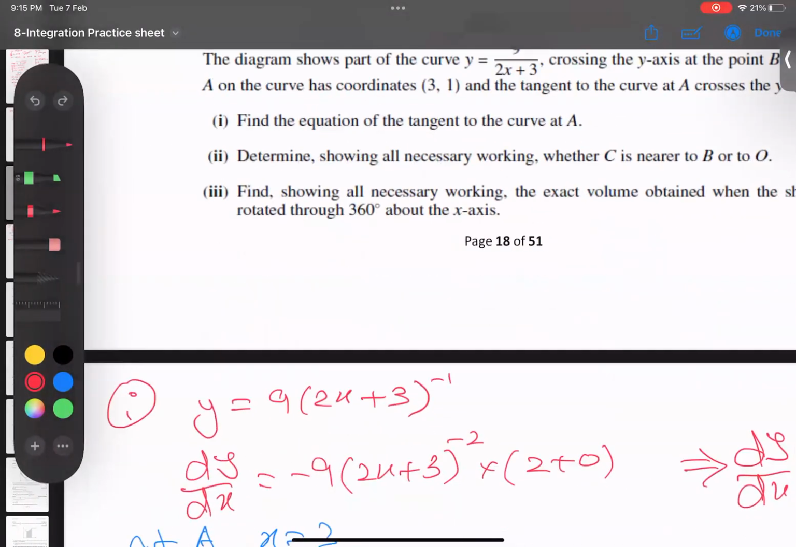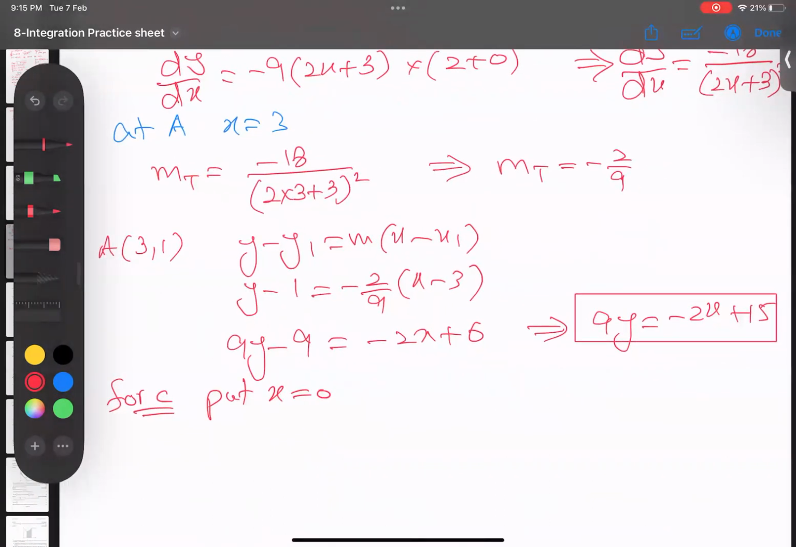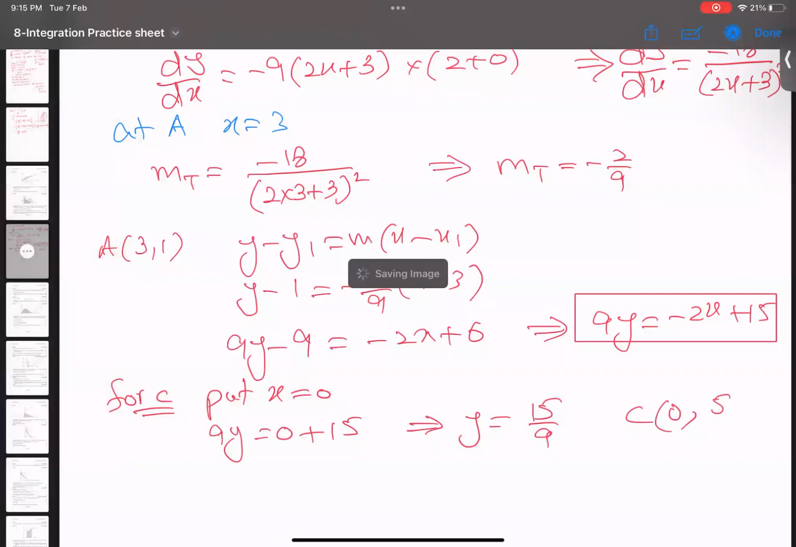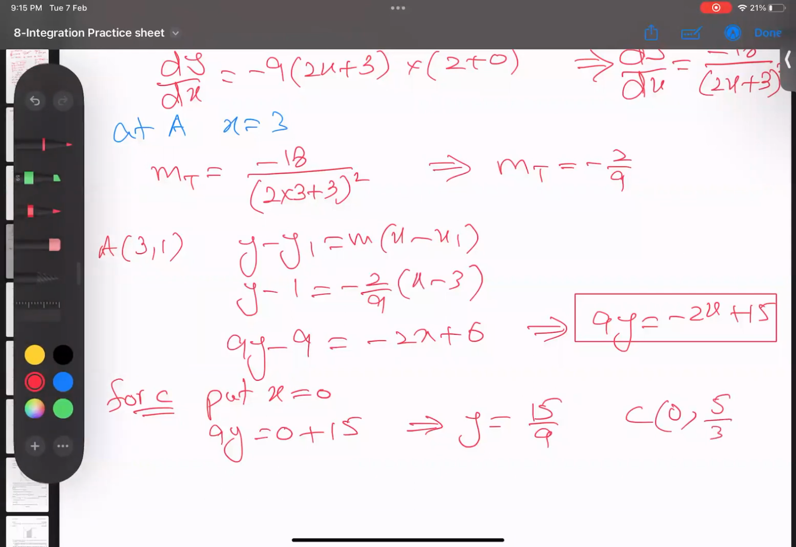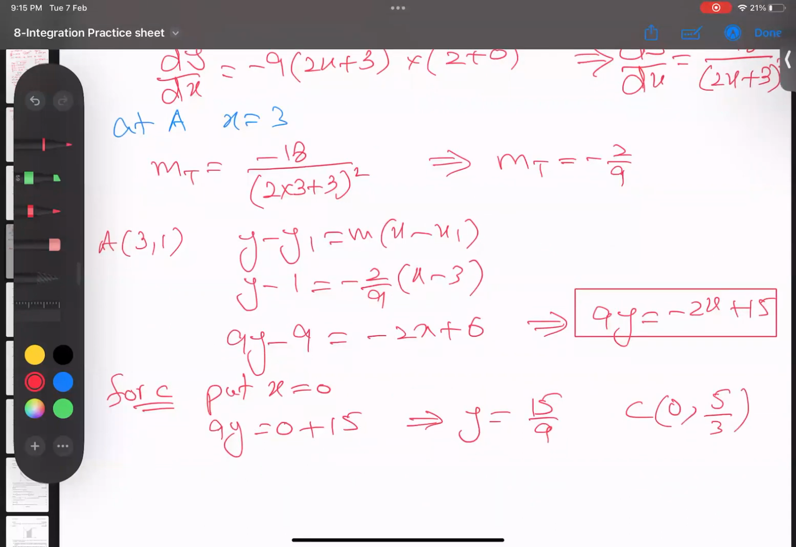So for the C coordinates, I am writing here: put x equal to 0. When I plug in x equals 0 here, what happens? 9y equals 0 plus 15, and y comes to 15 over 9. The coordinates of C are (0, 15 divided by 9), which is 5 by 3. 5 divided by 3 in decimal form is 1.67.